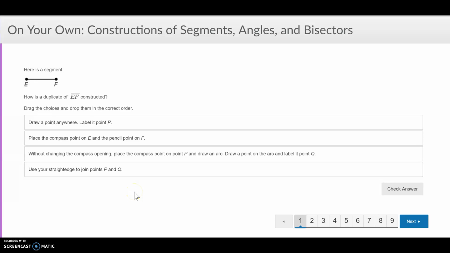Hey guys, we are doing 3.02 constructions of segments, angles, and bisectors, the on your own practice. So here we are at number 1, and we have this segment EF, and we want to duplicate a congruent segment of EF.